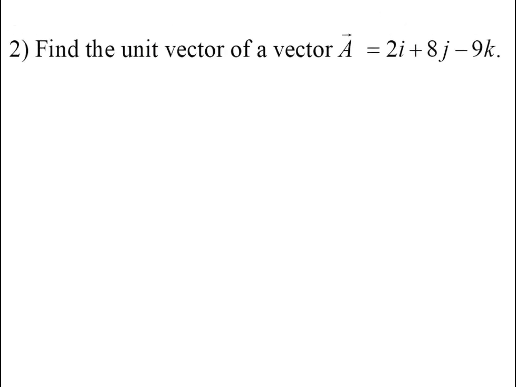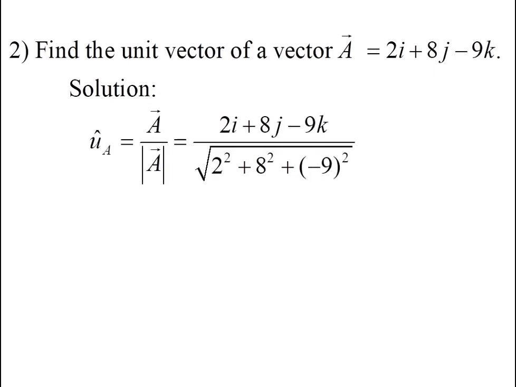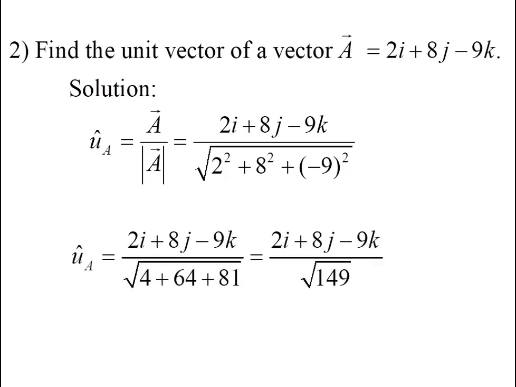The second example is to find the unit vector of a vector A equal to 2i plus 8j minus 9k. The unit vector of A is the given vector A divided by its magnitude, which is 2i plus 8j minus 9k divided by the square root of 2 squared plus 8 squared plus 9 squared. We simply square the terms and take the square root. We get 2i plus 8j minus 9k divided by the square root of 149.